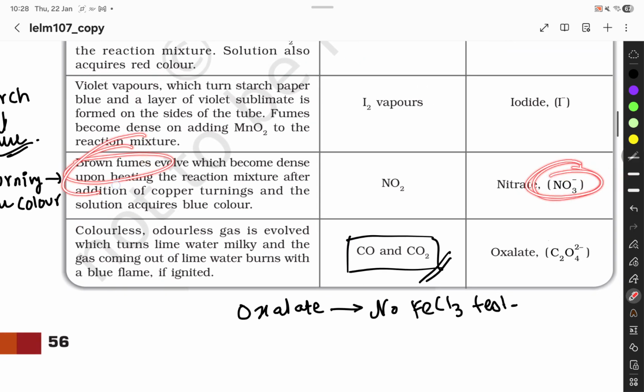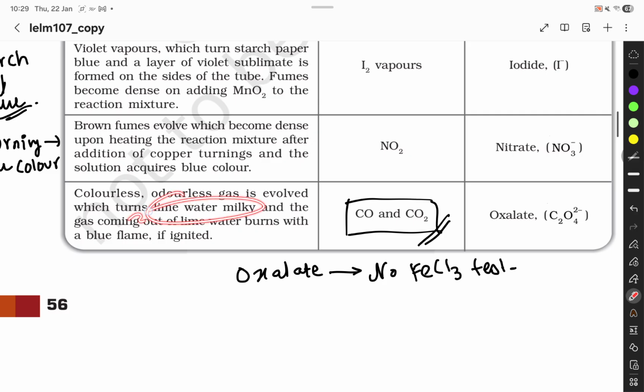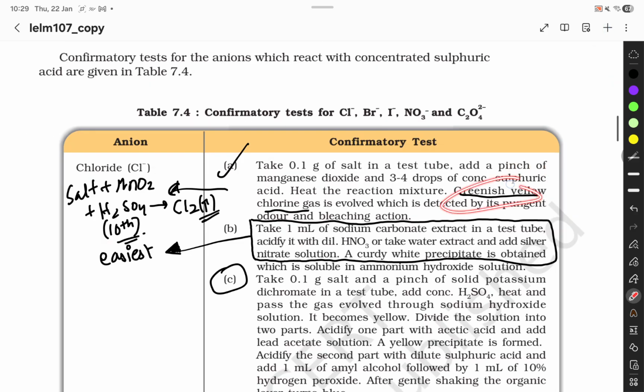Nitrate ion gives brown fumes which become dense upon heating, and upon addition of copper turnings, the solution acquires blue color. Then oxalate, you have CO and CO2. It turns lime water milky because it releases both CO and CO2, and the gas coming out of lime water burns with a blue flame. So I hope the preliminary test is fine.